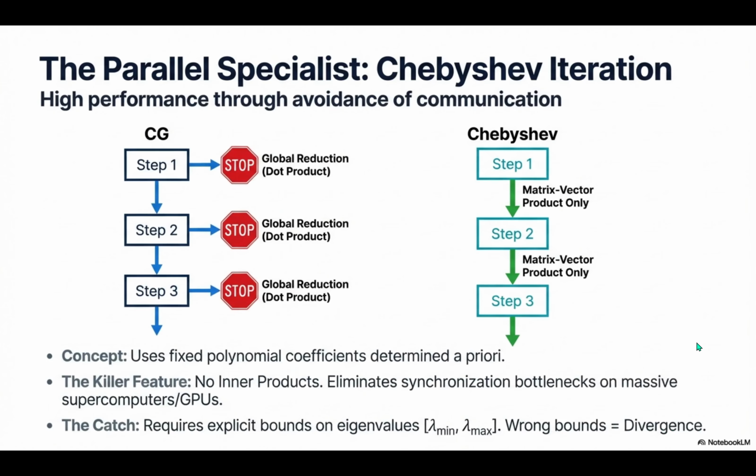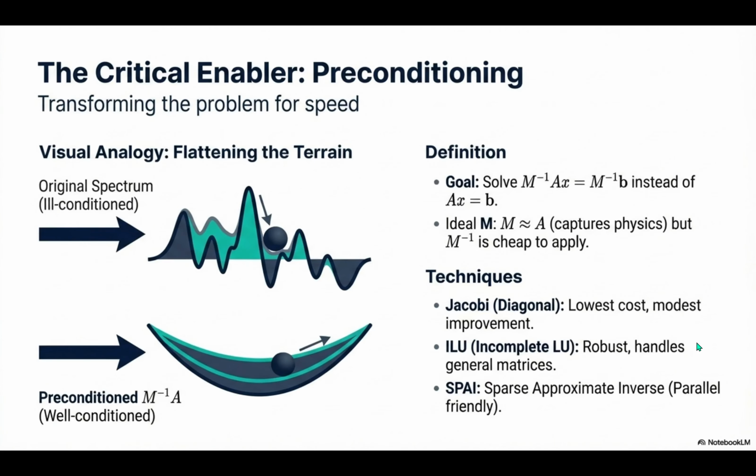Okay, so we've got our solvers: the tank, the speedster, the specialist. But the sources make a very strong claim here. A solver without a preconditioner is rarely effective. That is rule number one of sparse linear algebra. You almost never use these solvers naked. Let's unpack preconditioning. The analogy in the text is flattening the terrain.